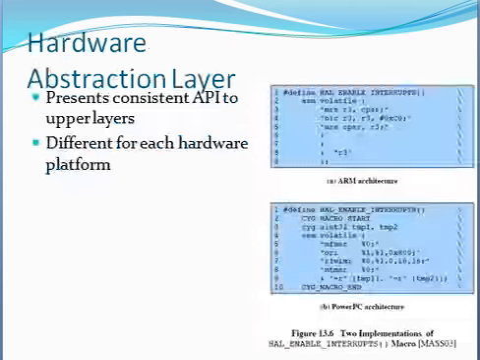This is the hardware abstraction layer. At the bottom is the hardware abstraction layer. The HAL is the software that presents a consistent API to the upper layers and maps upper layer operations into a specific hardware platform. Thus the HAL is different for each hardware platform.